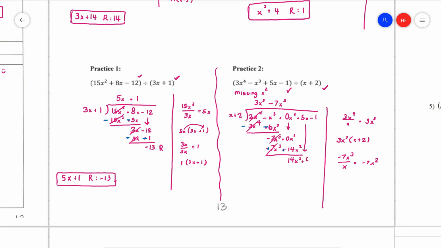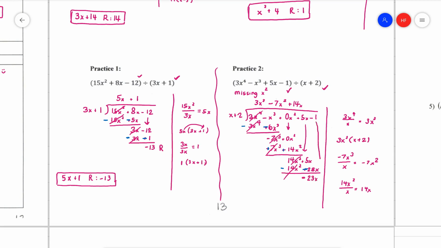Drop that 5x. So we got 14x squared divided by x. Which gives me 14x squared divided by x is x. So positive 14x goes on top. 14x squared goes there. And then 14x times 2 is a positive 28x. Subtract, so change both of their signs. 14x squared minus 14x squared will cancel. 5x minus 28x is negative 23x.